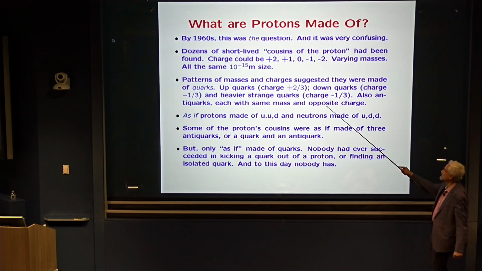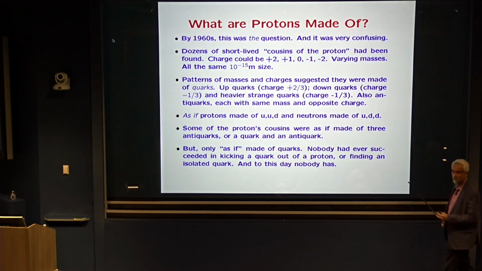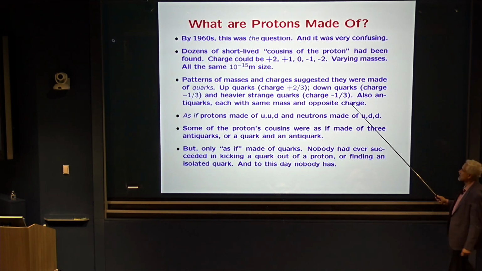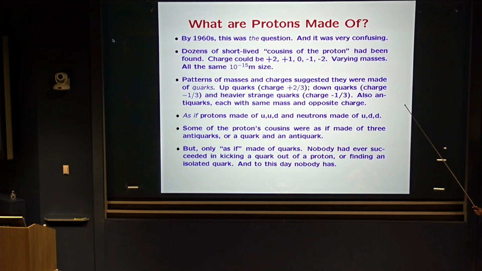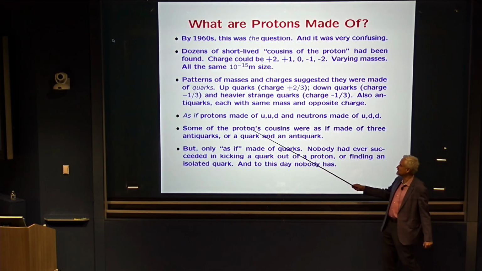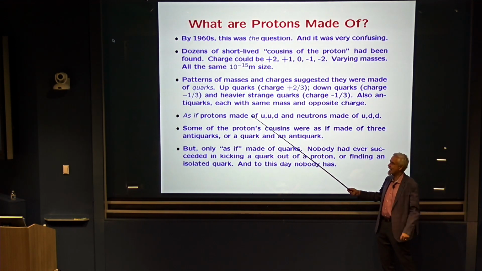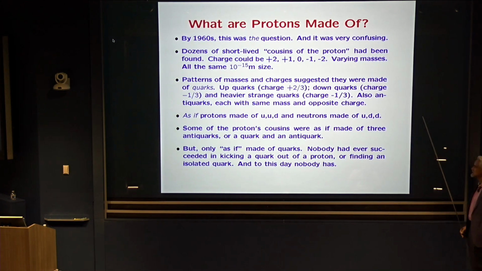Their charges could be +1 like the proton, or +2 or 0 or -1 or -2. And there was a Mendeleev-like understanding of how the patterns of their charges could be explained as if they were made of quarks, which had fractional charges of 2/3 or -1/3. In a variety of ways, it was understood that you could understand the counting as if protons were made of these smaller objects. And the proton's cousins were as if either made of 3 quarks or 3 antiquarks or a quark and an antiquark. But only as if.